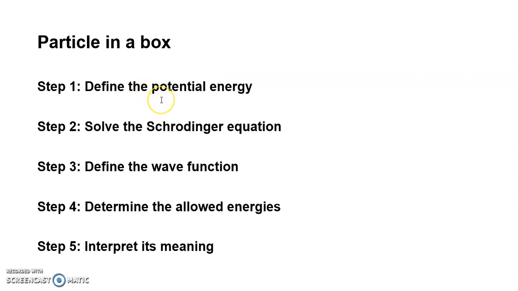Step 1, define the potential energy. First, define the potential energy. Then solve the Schrodinger equation. If you know the potential energy, then solve the Schrodinger equation. Then define the wave functions. Then determine the allowed energies and then interpret their meaning. So in total, you can do 5 steps, step by step.